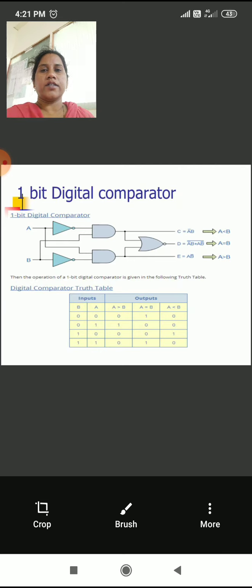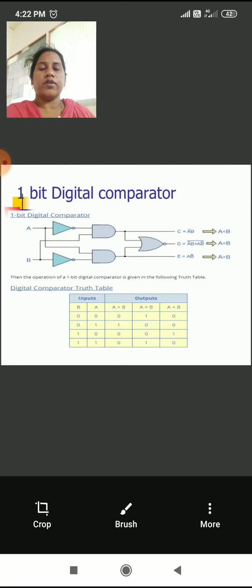A NOT gate is nothing but an inverter which can invert the input value. Whatever the input is, it inverts to the opposite. That is, when we apply a 1 to the inverter, it gives an output of 0, and when we apply a 0, the output we get is 1. That is nothing but an inverter, or the NOT gate. The next gate is the AND gate.